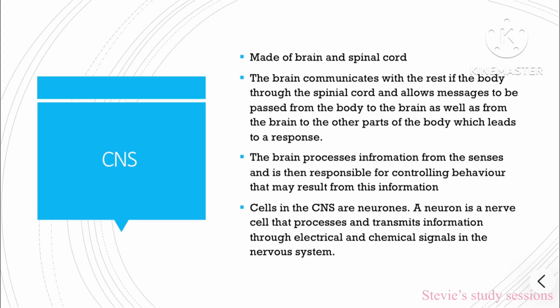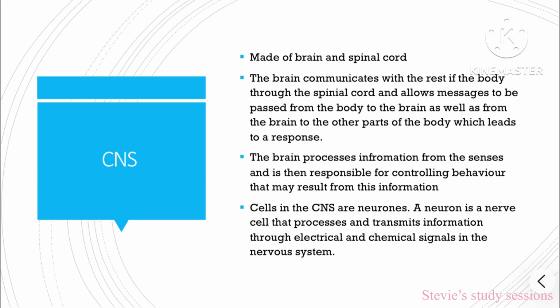The CNS, also known as the central nervous system. Now, the CNS is made up of the brain and spinal cord. The brain communicates to the rest of the body through the spinal cord and allows messages to be passed from the body to the brain, as well as from the brain to other parts of the body, which leads to a response. The brain processes information from the senses and then is responsible for controlling the body's behavior that may result from this information. Cells in the central nervous system are neurons.